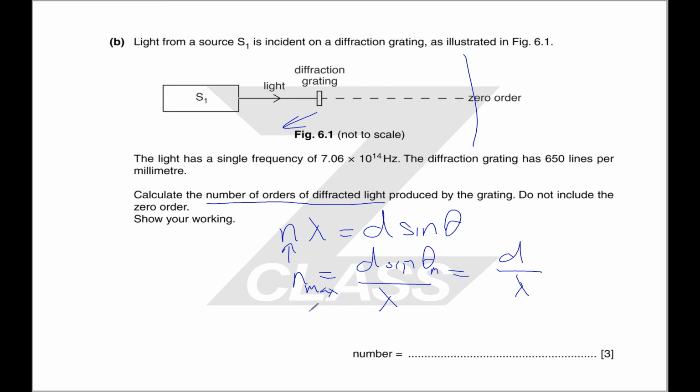N is a whole number, so you round it down to the largest whole number that fits in, right? Because if you round it up, then you're going to be outside the screen. So you round it down to the nearest whole number. You truncate it.